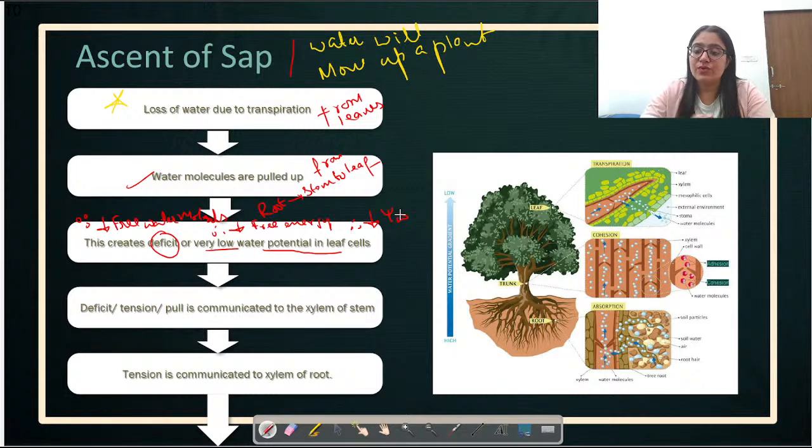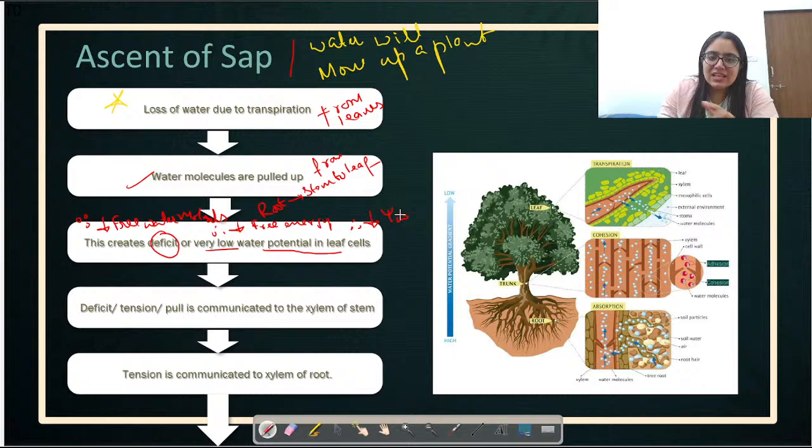So listen very carefully, students. I am explaining in much detail about this third step. This third step says that due to loss of water in the transpiration process, there will be low water potential in the leaf cell. Why? Because of the loss of the water molecules, the total free number of water molecules available in the leaf xylem will decrease. As a result, the free energy of the water molecules will decrease, and as a result, water potential will decrease in the leaf xylem.